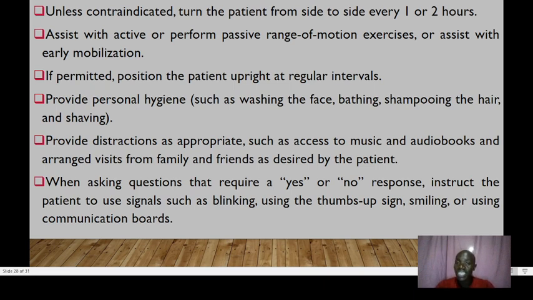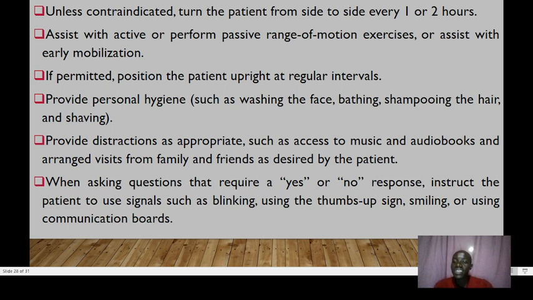Unless contraindicated, you have to turn the patient from side to side every 1 to 2 hours and assist with active or perform passive range of motion exercise or assist with early mobilization. If permitted, you can position the patient upright at regular intervals and then provide personal hygiene, such as washing the face, bathing, shampooing the hair, and shaving.